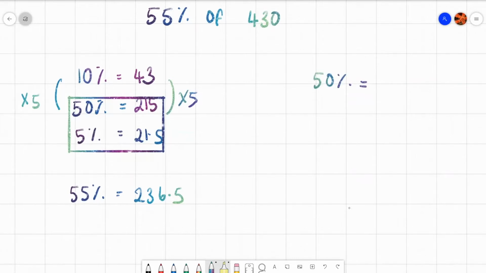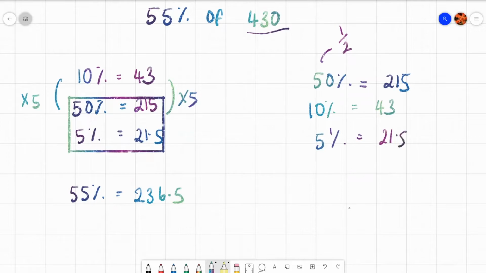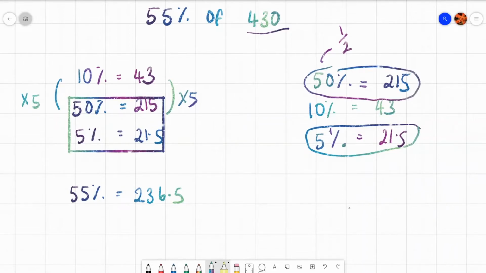Okay, right. The other way some people might have spotted is actually to work out 50%, you just half the number that you have, because 50% is a half, isn't it, as a fraction. So what I could have straight away done is half that, which is 215. And then obviously it's working out 5%. So I would work out 10% to get 43. Then I would work out 5% to get 21.5. And then I can add this one and this one together. And there we are.